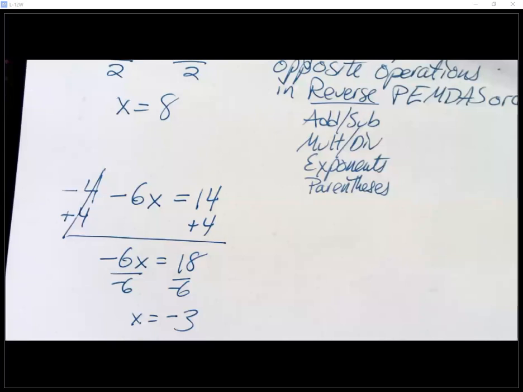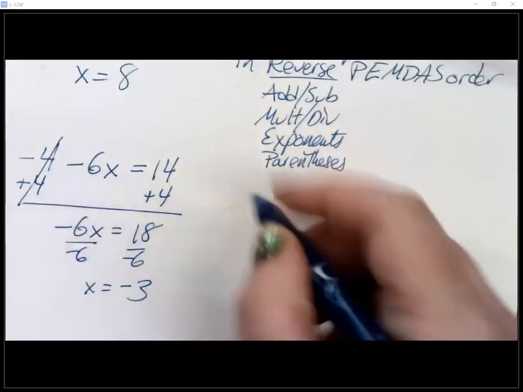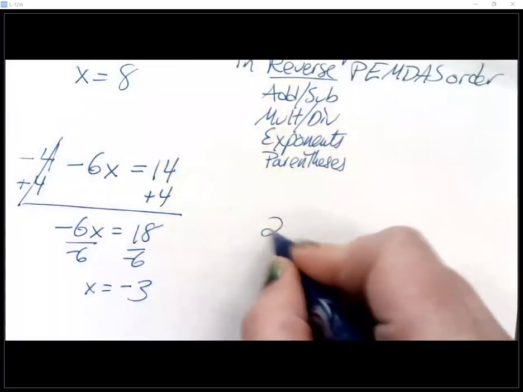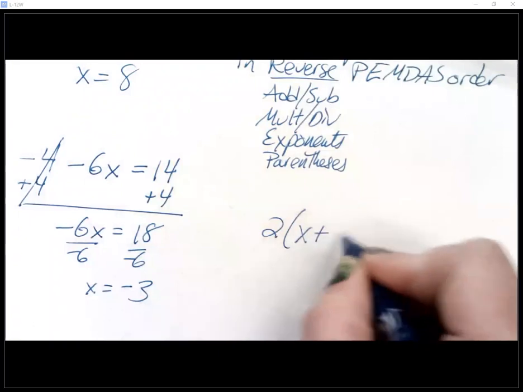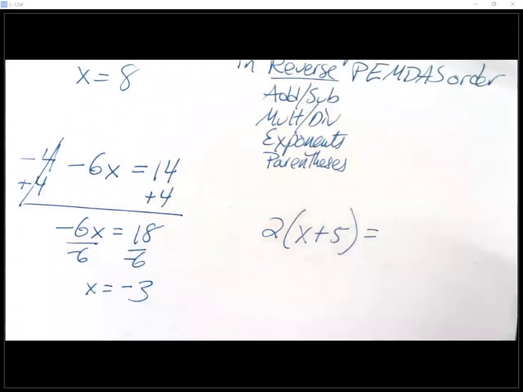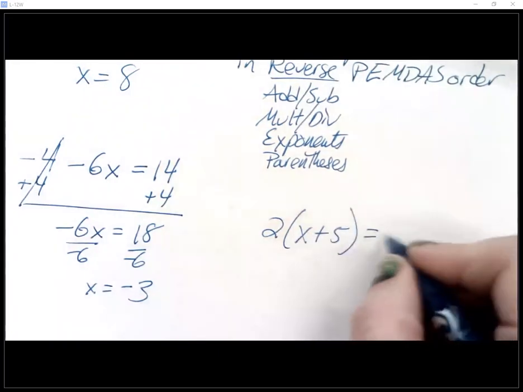Okay, let's try one that has maybe, let's throw a parenthesis in there. It's always interesting how kids solve ones like this. Say I want to do 2 times (x plus 5) equals, oh, I don't know, how about 20?